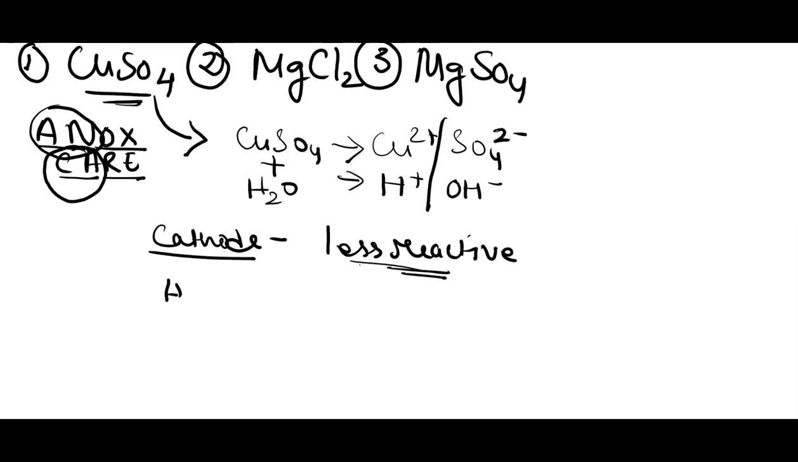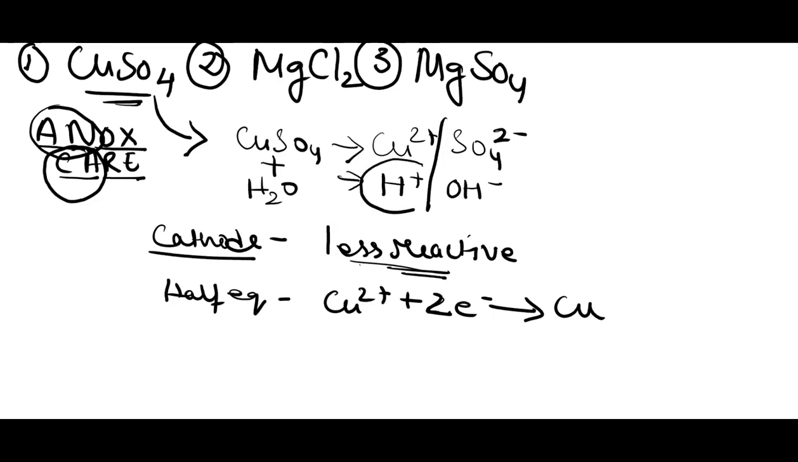So the half equation for this will be: copper, which is dissociated into its ionic form and has a charge of 2 plus, is going to take up 2 electrons from the solution and become a copper atom. Here copper in ionic form is going to gain 2 electrons and form a copper atom. Now we have been left with hydrogen ions over in the solution. So the hydrogen ion has not been taken up by any of the electrodes.